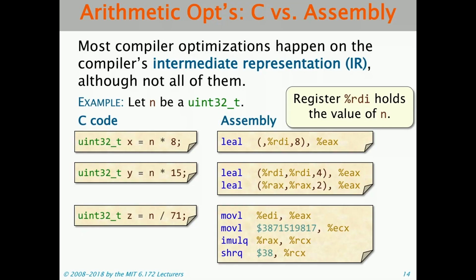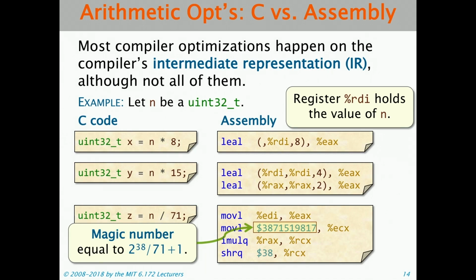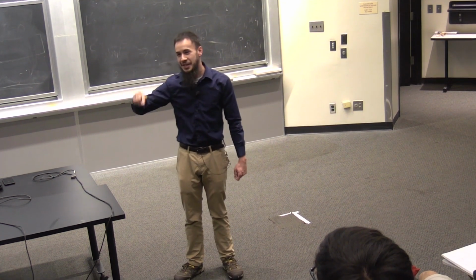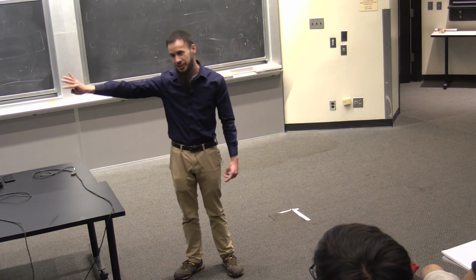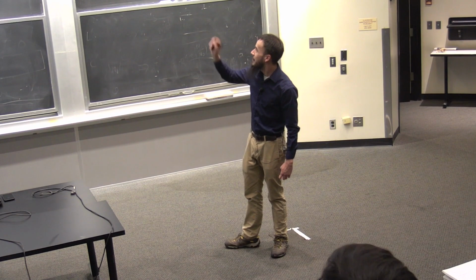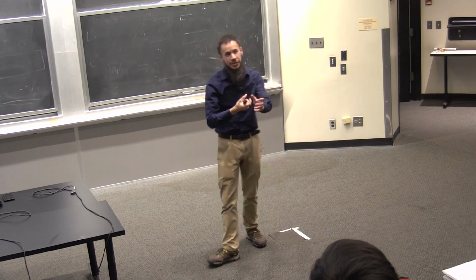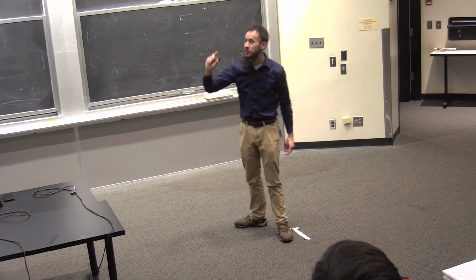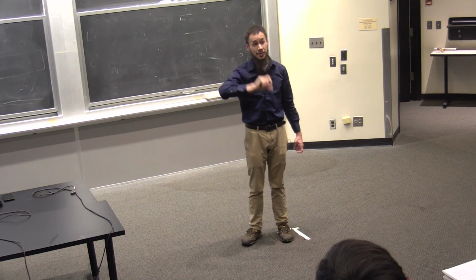Kind of. So this is what's technically called a magic number, and yes, it's technically called a magic number. And this magic number is equal to 2 to the 38 divided by 71, plus 1 to deal with some rounding effects. What this code does is it says, let's compute n divided by 71 by first computing n times 2 to the 38 divided by 71, and then shifting off the lower 38 bits with that shift right operation. And because it can, by converting the operation into this, it's able to replace the division operation with a multiply.